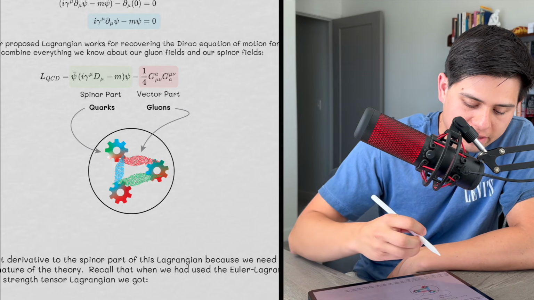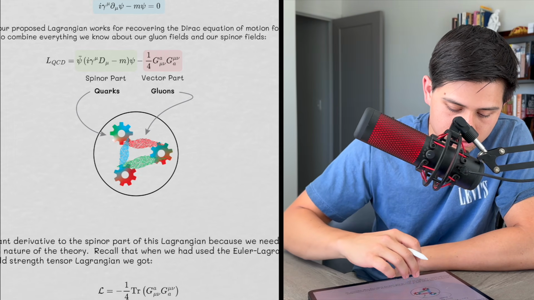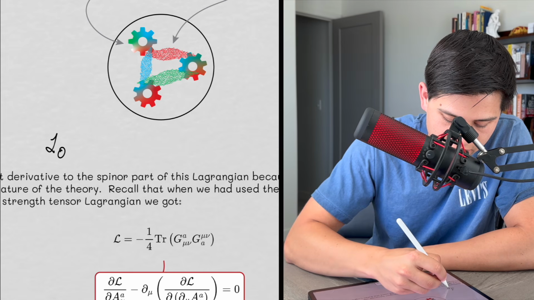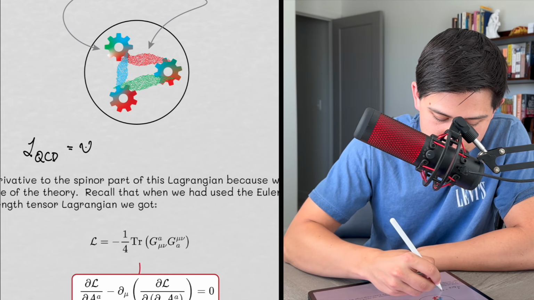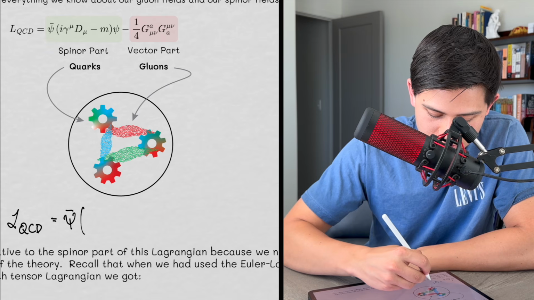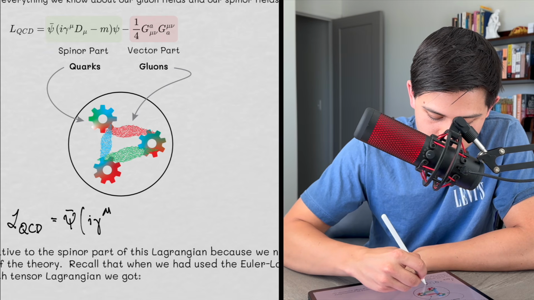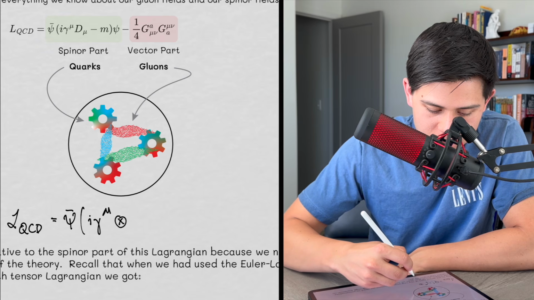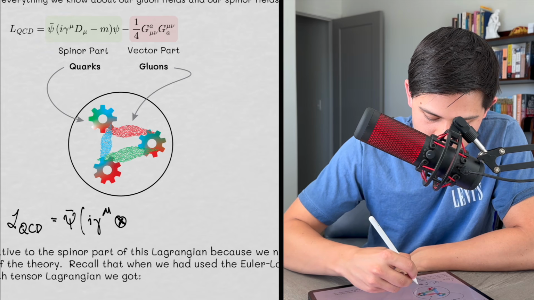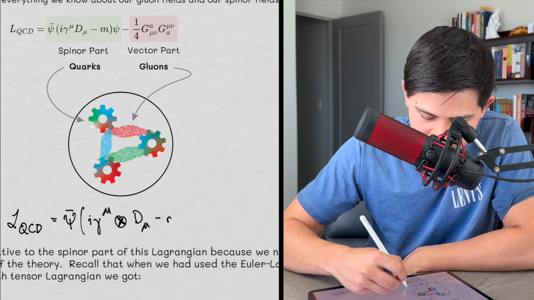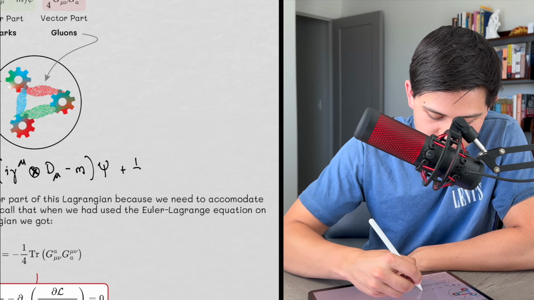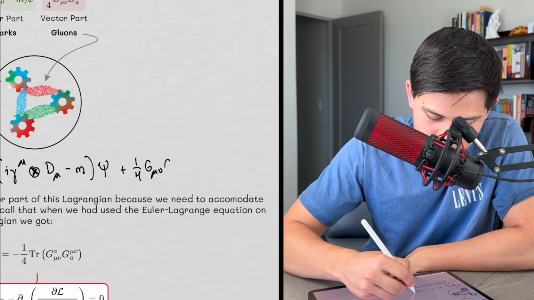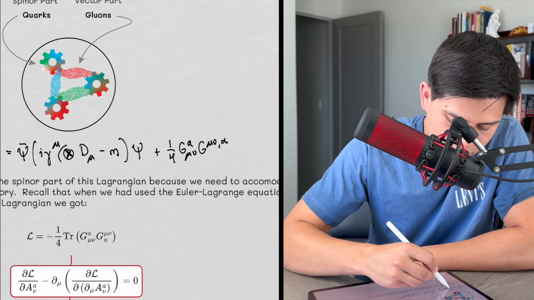So when we're writing this Lagrangian, we have to be very clear here. Our QCD Lagrangian is not, to be totally clear, psi bar, I'll just copy this, i gamma nu tensor product d mu minus m, psi. And then we have plus 1/4 G mu nu, G mu nu a. So this tensor product here is the interesting part.